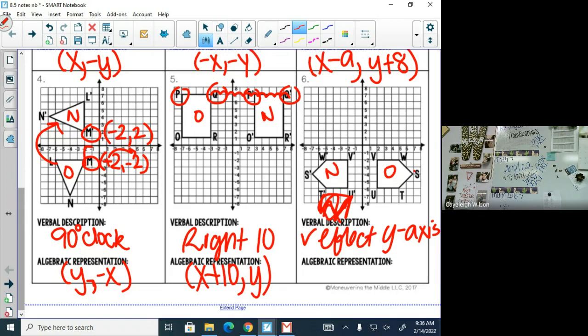And on your paper, what does it say about reflection on the y-axis? Negative x. And you can check that, because this one right here is at 2, negative 2. This one's at negative 2, negative 2. So it is just the change on the x. All right, flip over here.